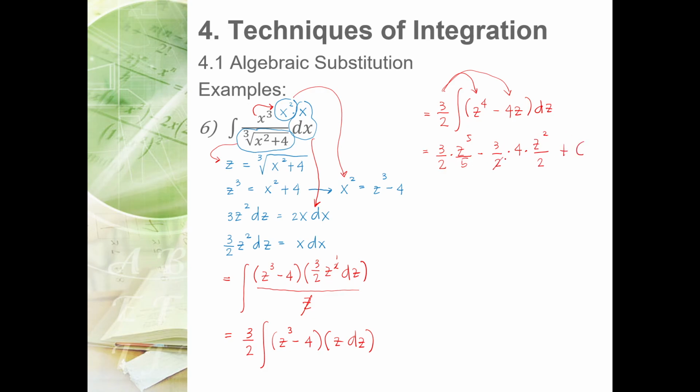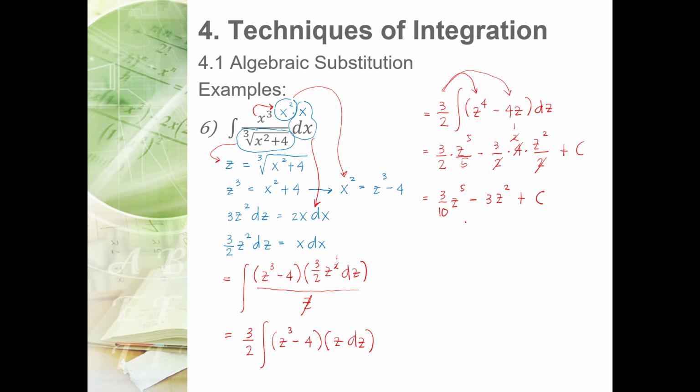So cancel out 2, then cancel out another 2. So final answer would be 3 halves z, or rather it's now 3 over 10, 3 tenths z to the power of 5 minus 3 z squared plus c.